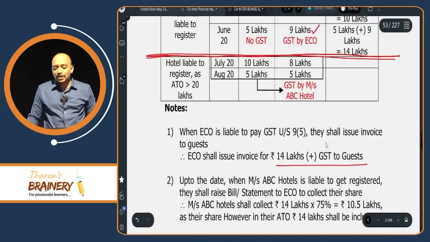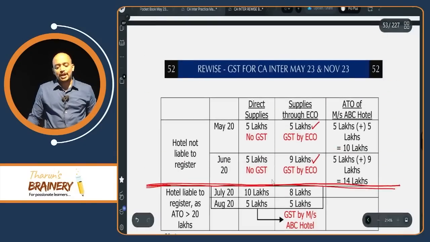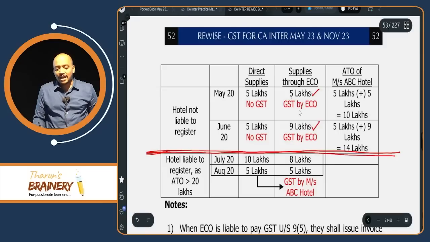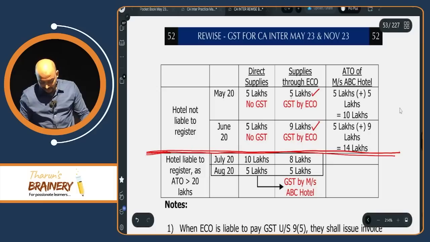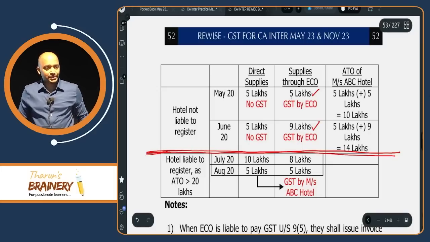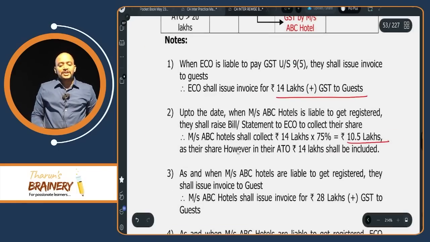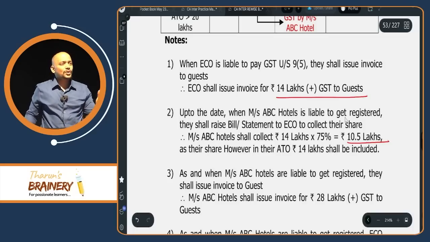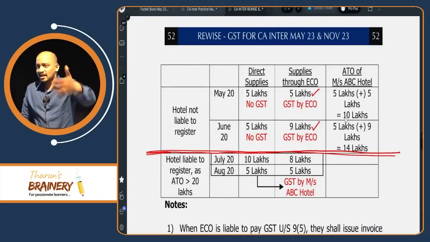Up to the date when ABC hotel is liable to get registered, they shall raise a bill or statement to the e-commerce operator to get their share. Out of this 5 plus 9, what is the share of the hotel? 75%. Please calculate and tell me. 5 plus 9 into 75%. 5 plus 9, 14. 14 into 75%. How much? 10.5 lakhs. So 10.5 lakhs will be raised by ABC hotel and they will collect. Will they add any GST on that? No, they are not yet registered. They are not yet registered. Why would they be raising GST?